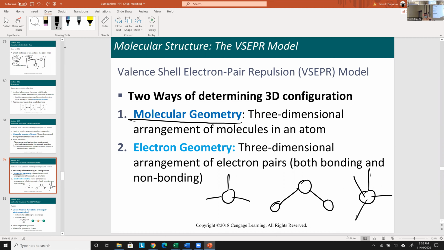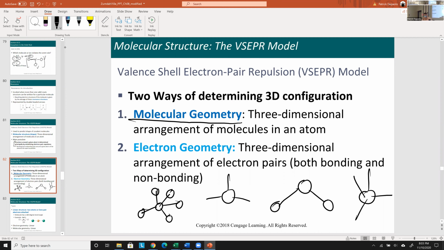There are ones with 5 that are called trigonal bipyramidal. It'll be like a tripod with 2 antennae on it, facing opposite ways. And then there's going to be octahedral after that. But we have a whole chart, and I'll talk about the whole chart. That's one way: molecular geometry, the way the molecule is drawn.